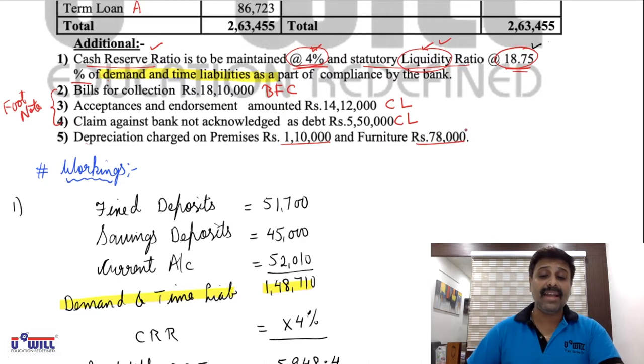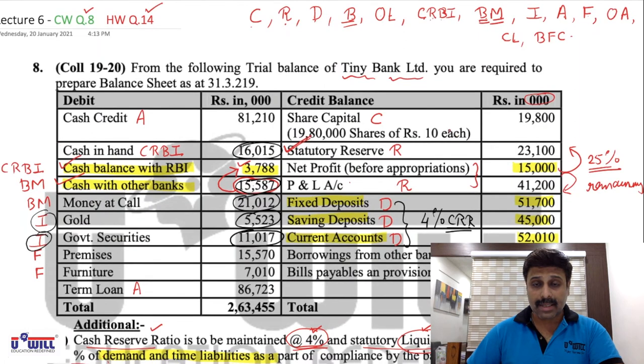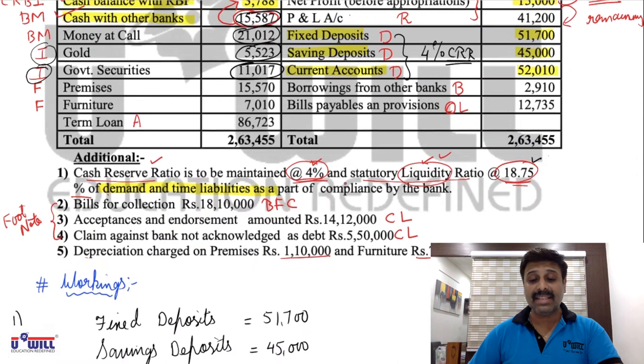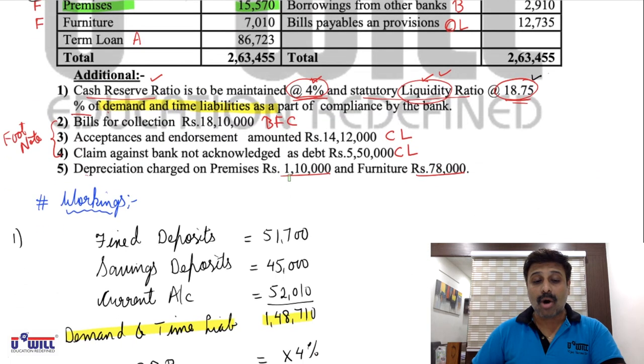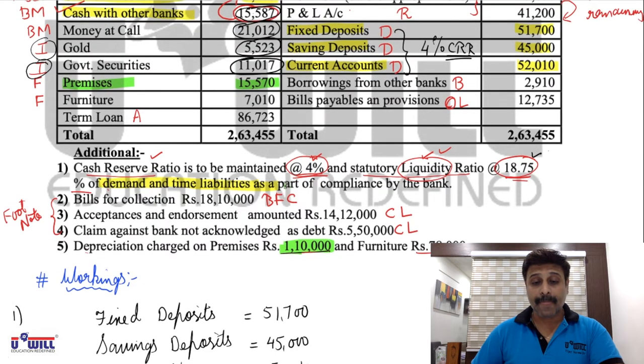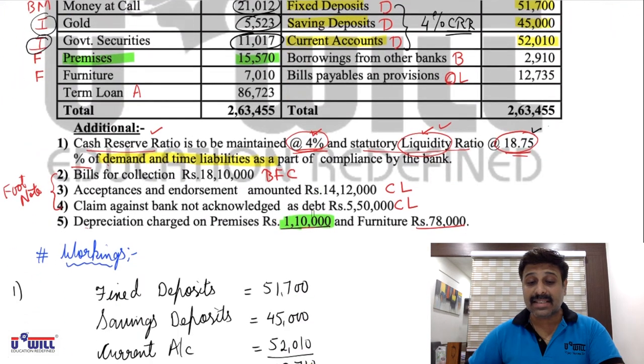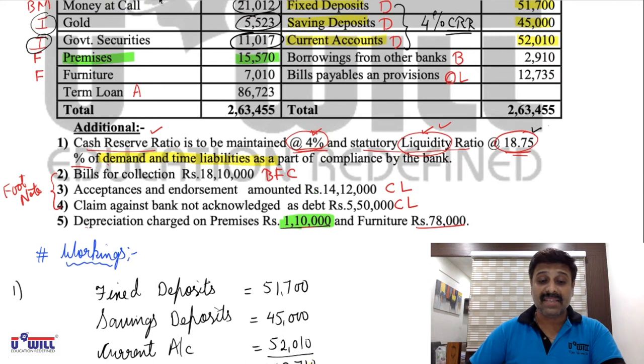We don't have to show the two effects of this depreciation because only the balance sheet is to be made. The P&L account is not asked. So what shall we do with this depreciation? First of all, this premises amount of 15,570 is already after deducting the depreciation of 1,10,000. I repeat, if you cancel the three zeros, 1,10,000 means 110. So this amount 15,570 already includes this amount of 110.